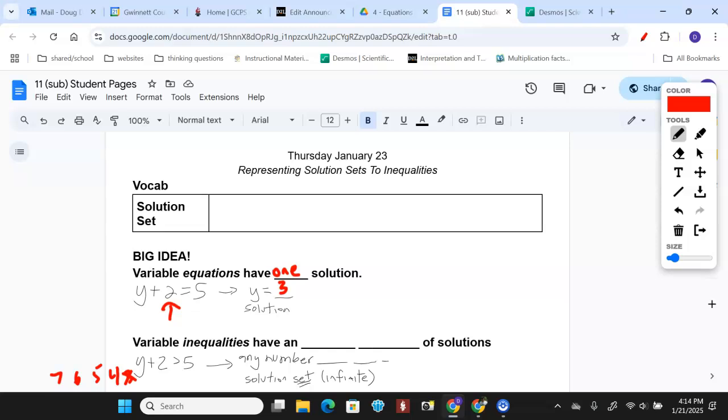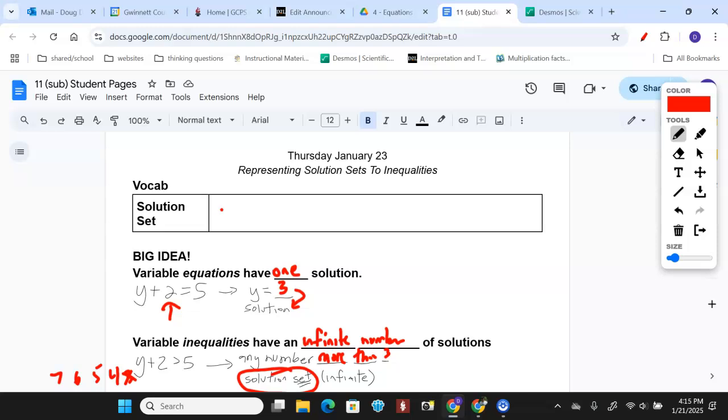So variable inequalities don't have one solution. They actually have an infinite number of solutions. They have lots of solutions. 4, 5, 6, 7, and anything up all the way to infinity would happen there. So rather than just saying y equals 3, which is a single solution, this is any number more than 3. And there's an infinite number of those. So rather than having a solution, inequalities, we say, have a solution set, a set of numbers, a huge set of numbers that make them true.